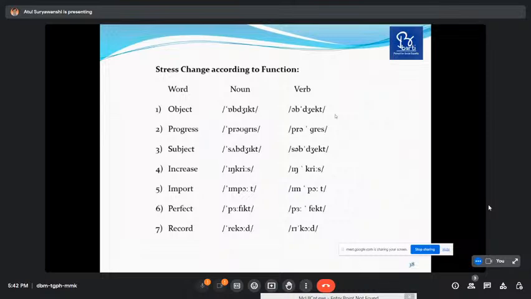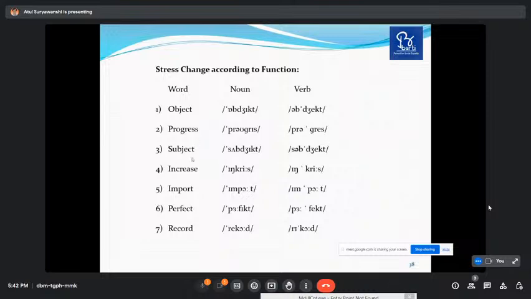I repeat in English. When I use this word object as a noun, I say 'object'. When I use it as a verb, I have to say 'object', with the stress on the second syllable. The same is with the word progress. When I use this word as a noun, I have to say like this, 'progress'. And when I use this word as a verb, I pronounce this as 'progress'. So the stress changes according to the use of the word.